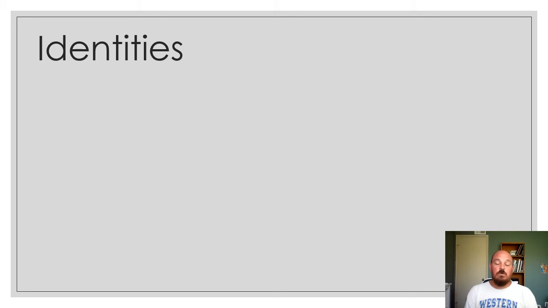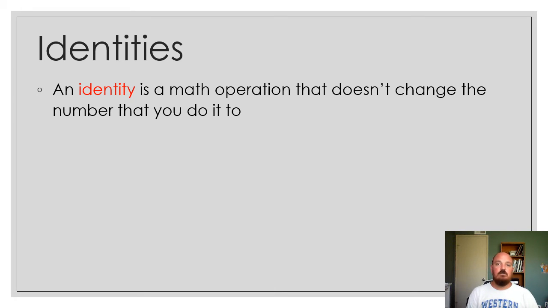And our next group is called the identities, or the identity properties. Now, an identity is a math operation. Remember, operations mean like add, subtract, multiply. It's when you do something to a number. And an identity is a special operation that doesn't change the number that you're doing it to. So basically, if I start with a number, like pick any number you want, like 2, an identity is something I can do where the answer stays 2.